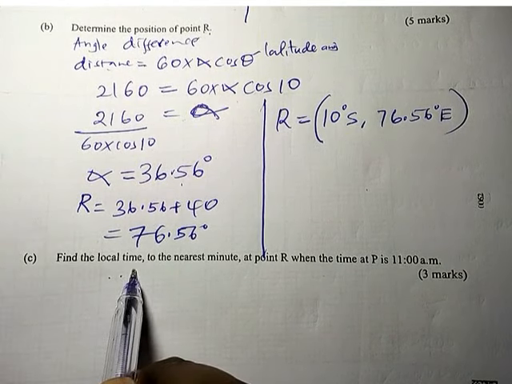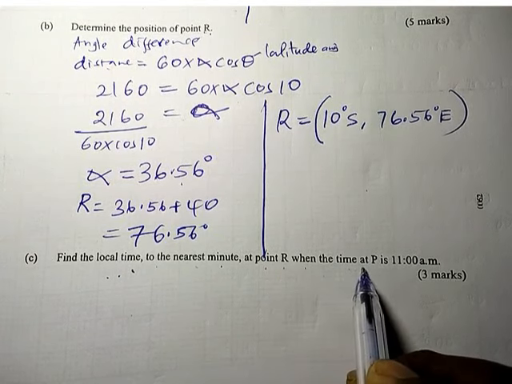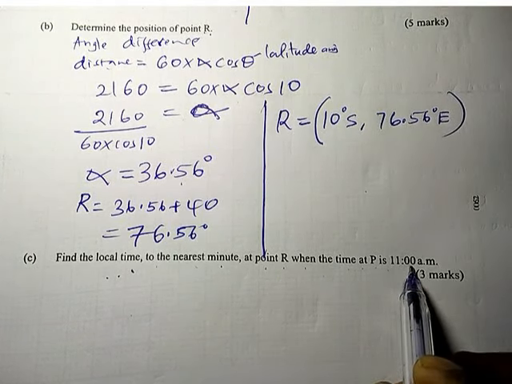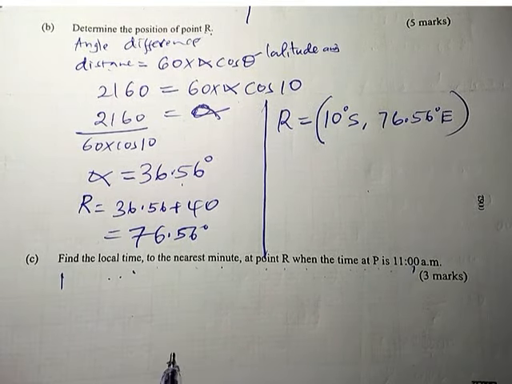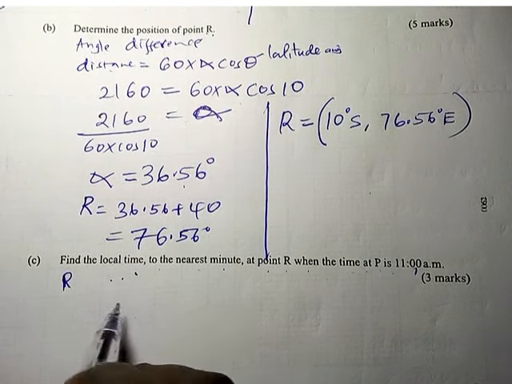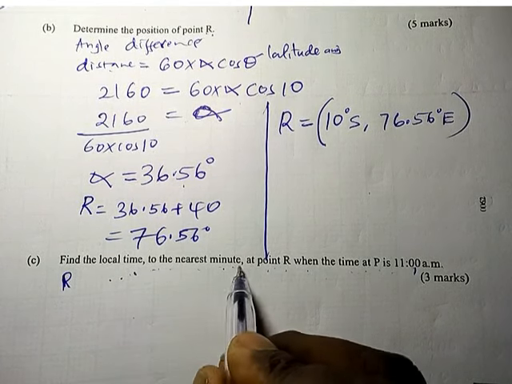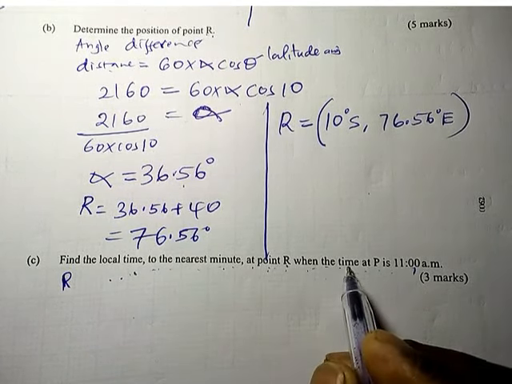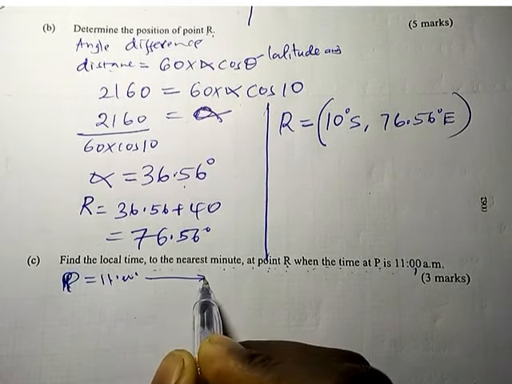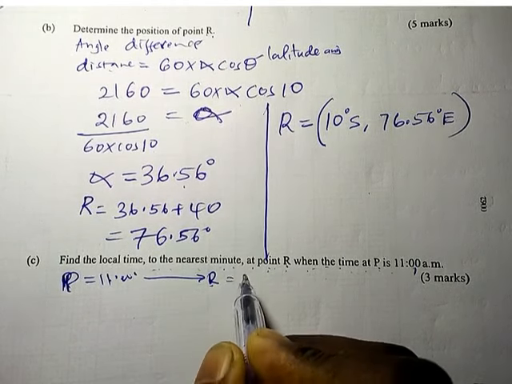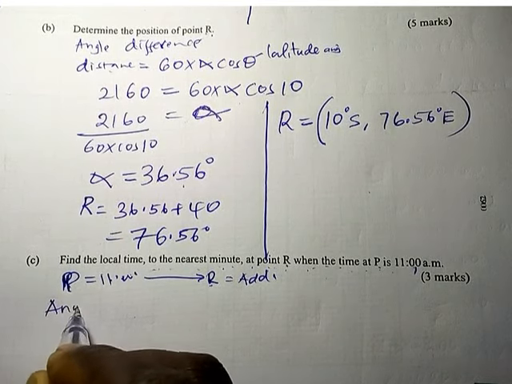Find the local time to the nearest minute at point R when the time at P is 11. So now we have R, and we have the time at P. P is 11 and it is moving towards R, so to the east. To the east, we are going to add the time. So first, let us get the angle difference.